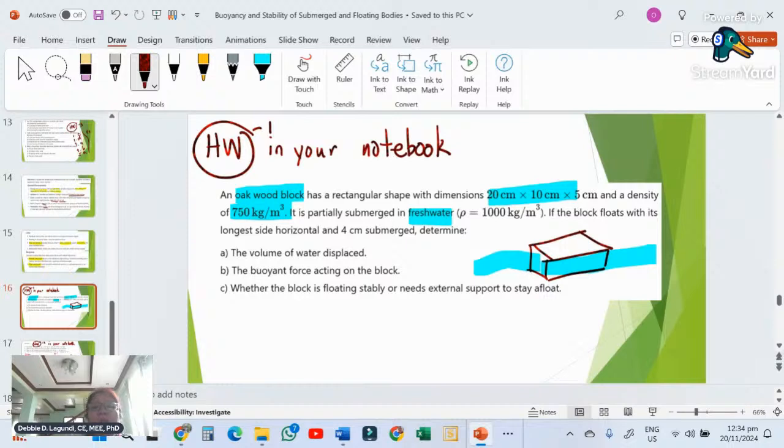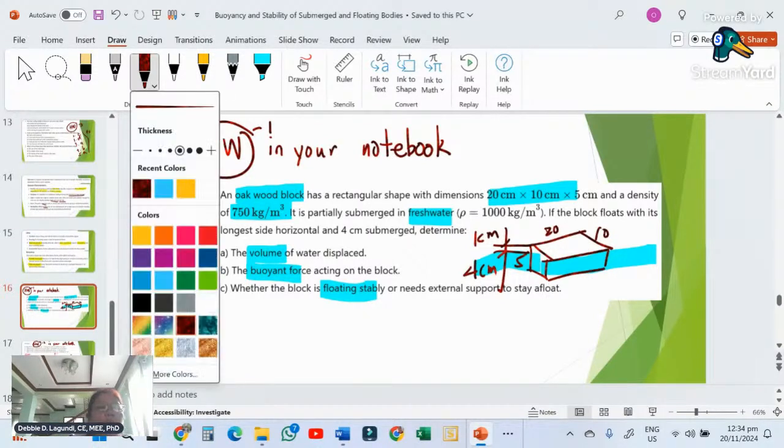What is its height? If this is 20, this is 10, this is 5, then there will be 1 centimeter off from the water. Four centimeters is submerged, it says. So you have to determine the volume of the water displaced. You have to determine the buoyant force acting on the block, and determine whether it will float or sink. You have to use the formula that I used earlier on this slide. So that's homework 1.